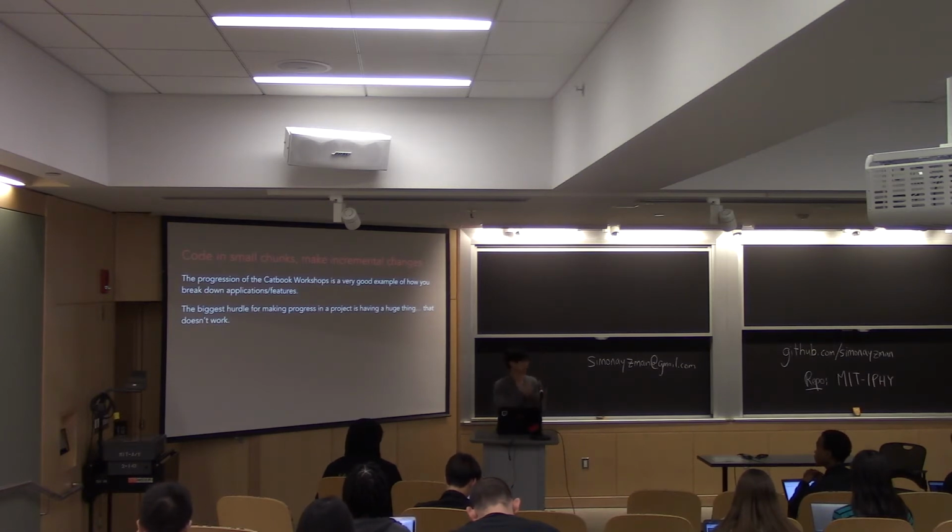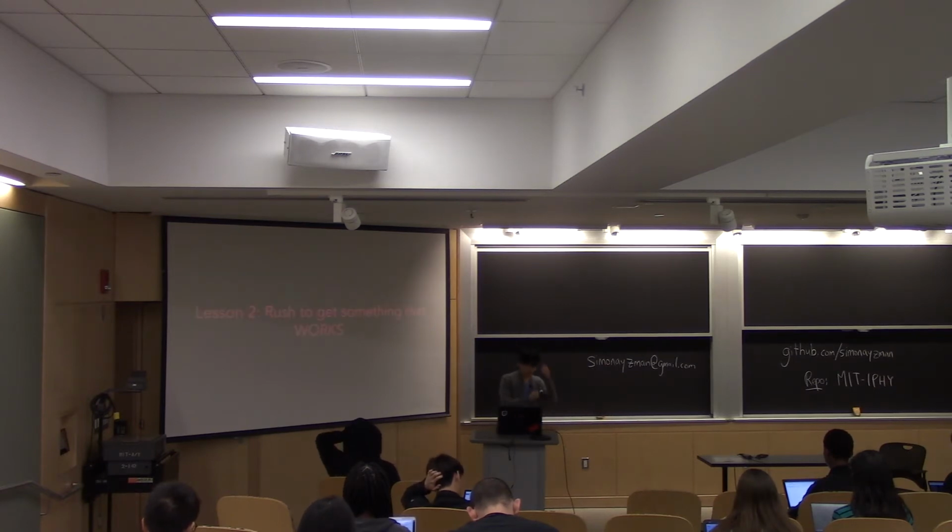The progression of the cat book workshops is a very good example of how you could break down your application. You're adding small features one by one, eventually converging to a pretty decently working application. The biggest problem with these is just don't have a huge block of thing that you don't know if it works or not. It's better to have a small thing that works than a big thing that doesn't.